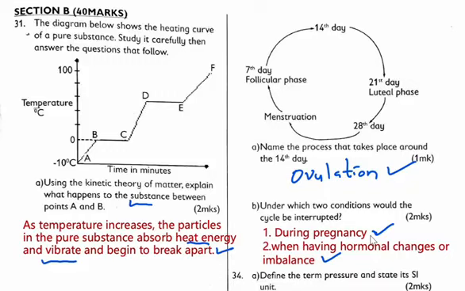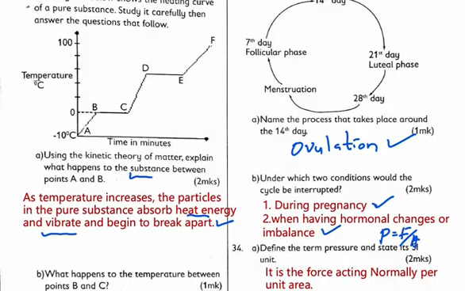Number 34. Define the term pressure and state its SI unit. From the formula, know that pressure is equal to force over area. So you can define the term from this formula. You can say pressure is the force acting normally per unit area. We get 1 mark. So, acting normally per unit area. So it is force over area.